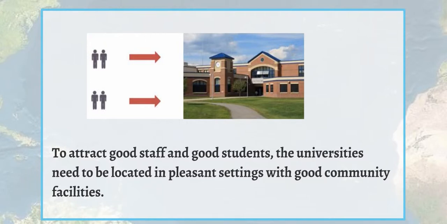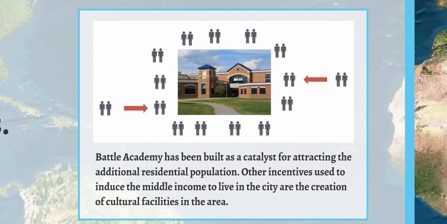To attract good staff and good students, schools need to be located in pleasant settings with good community facilities. The Battle Academy has been built as a catalyst for attracting additional residential populations. Other incentives used to induce the middle-income to live in the city are the creation of cultural facilities in the area.